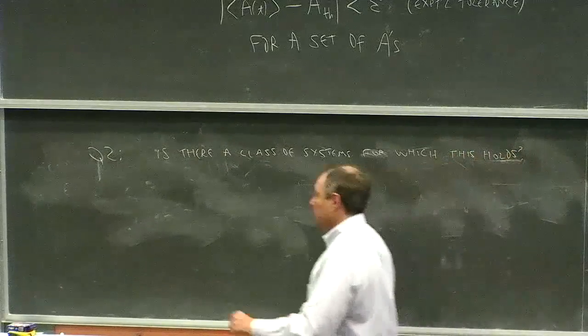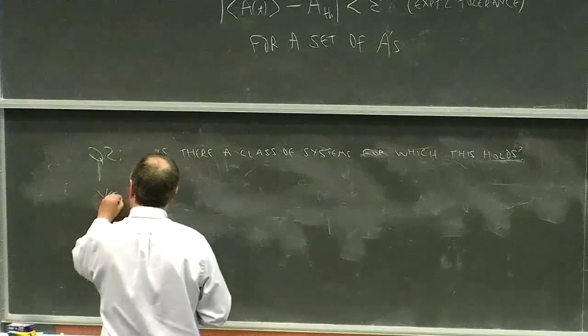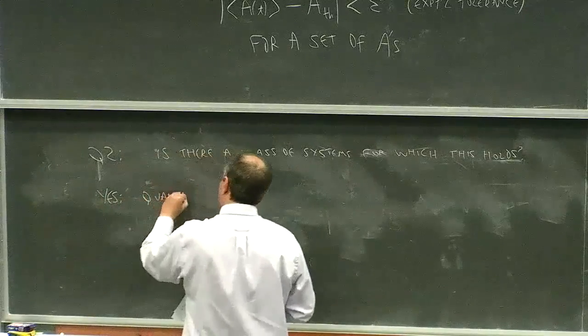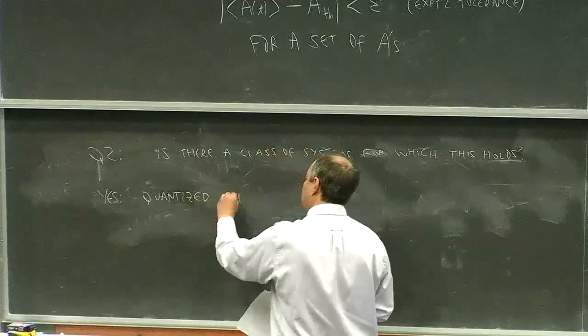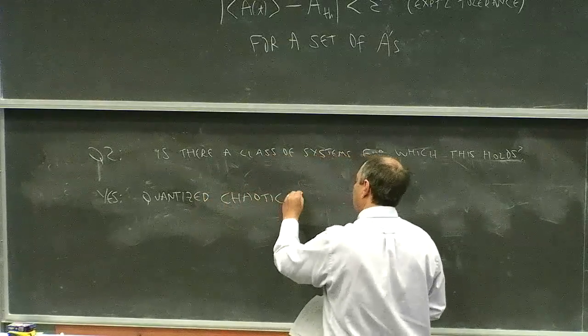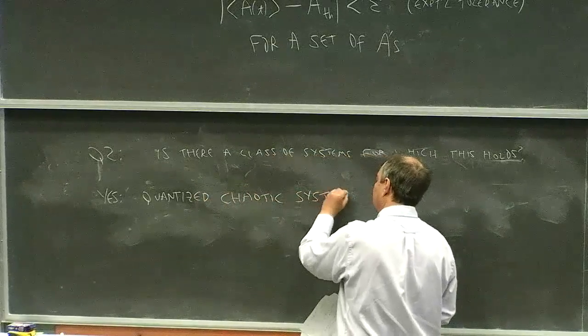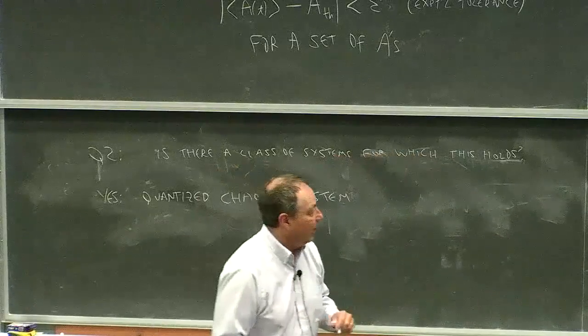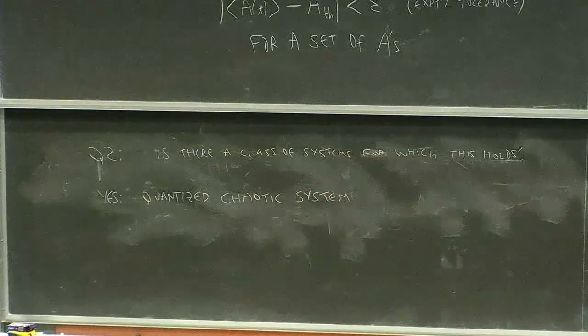And, of course, the answer is yes. If you take a classically chaotic system and quantize it, you can, at varying levels of rigor, prove these things. So there's a quite rigorous statement that says that the diagonal matrix elements at very high energies approach the classical microcanonical average, which is actually a little bit stronger than what we need here.